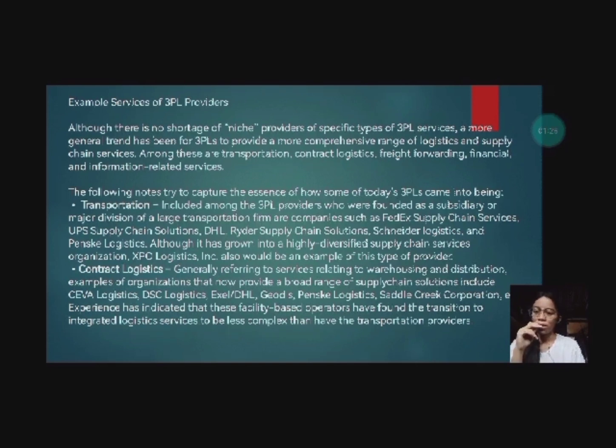Next is contract logistics, generally referring to services relating to warehousing and distribution. Examples of organizations that provide a broad range of supply chain solutions include Ceva Logistics, DSC Logistics, Exel or DHL, Geodis, Penske Logistics, Saddle Creek Corporation, etc. Experience has indicated that these facility-based operators have found the transition to integrated logistics services to be less complex than have the transportation providers. So in contract logistics, they manage various aspects of a company's logistics like warehousing, order fulfillment, and distribution.